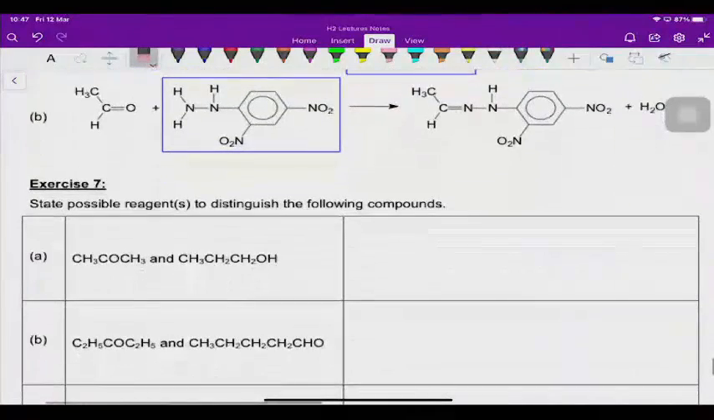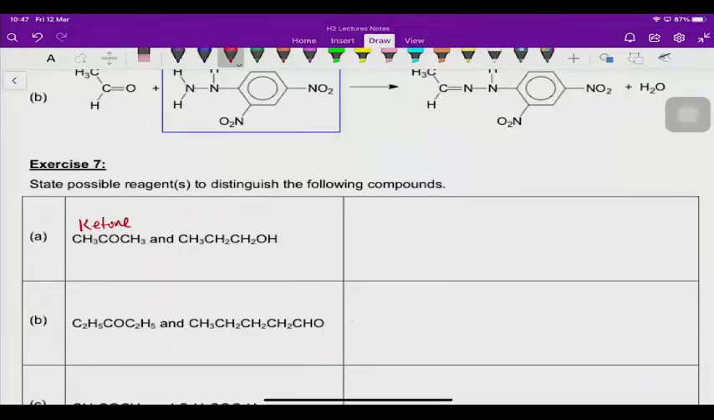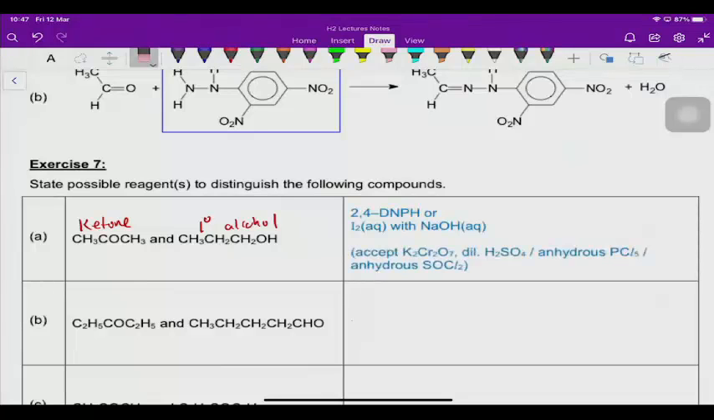So we are looking at differentiating tests. Quickly. Ketone versus primary alcohol. You ask yourself, what can be used? Whenever we see ketone with some other functional group, I think the easiest is always 2,4-DNPH. But there may be other options. In this particular example, I have a lot of options, but I still prefer this as my first option. Easy to write, and very fast.